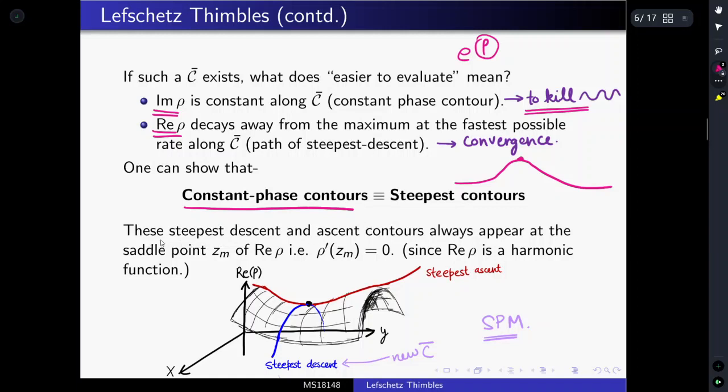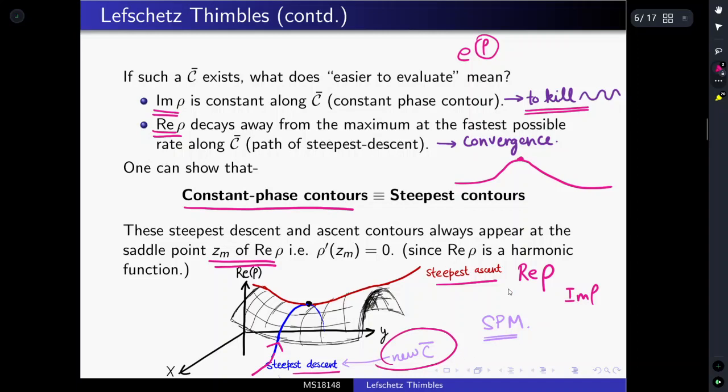The steepest descent and ascent contours are very easy to find and always appear at the saddle points of the real part of rho. Since rho is a complex function and is analytic, the real part of rho and the imaginary part of rho are both harmonic functions, so they always have saddle points. Associated to each saddle point, we have the steepest descent and the ascent contours, which are marked in blue and red here. And we are proposing that we do our integration along the steepest descent contours that are marked in blue, and we use these as our new C bars.